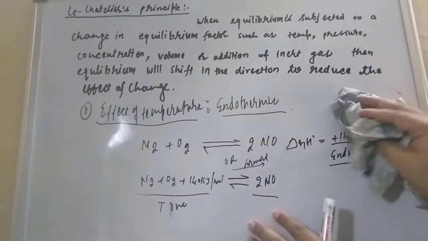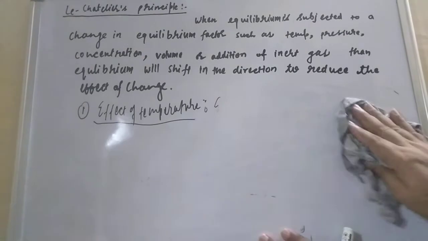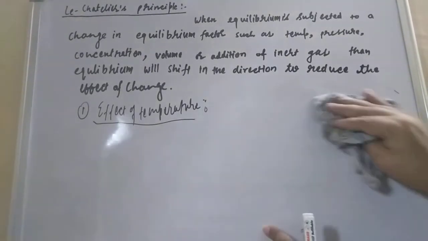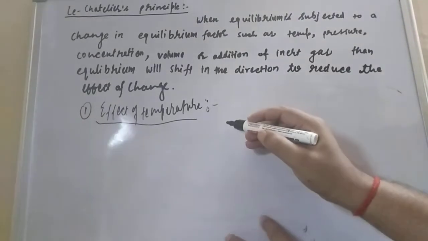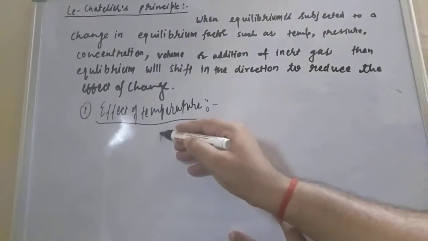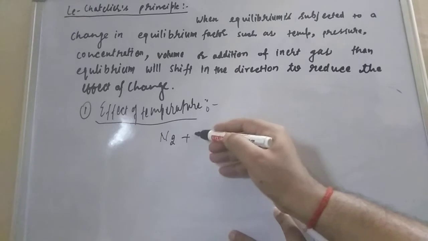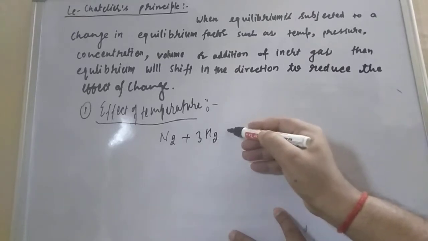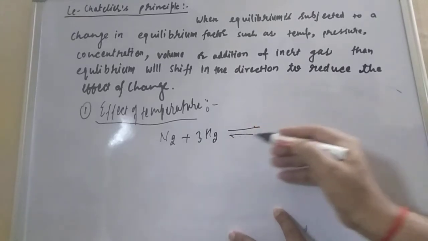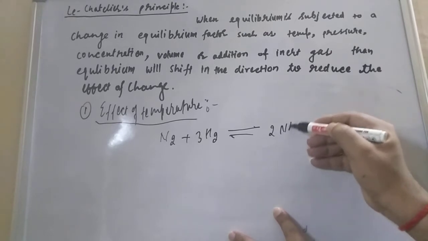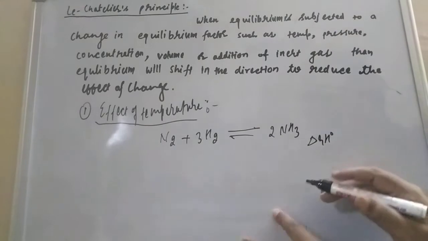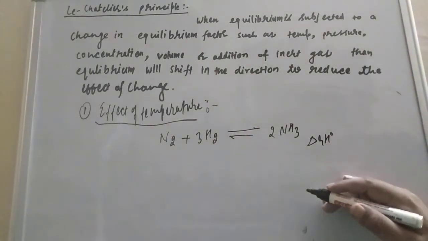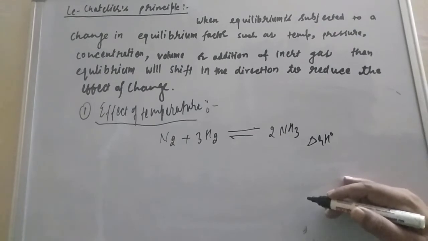Suppose you take an exothermic reaction. It is better to understand with the exothermic reaction. This reaction is there in NCERT 11th and 12th: N2 plus 3H2, reversibly in the Haber process, giving 2NH3, and along with it the delta rH for the reaction. How much energy it is giving, that you try to see.